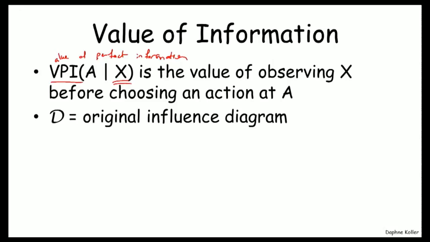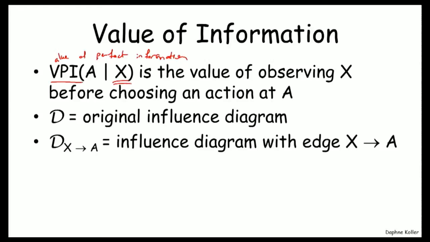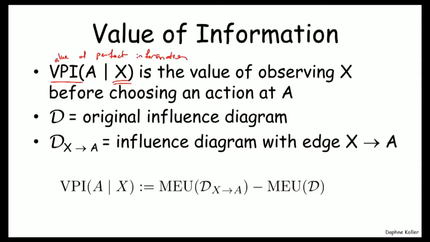So how do we give that a formal value? Well, if D was our original influence diagram before I had the opportunity to observe X, we can compare the value of D to the value of a different influence diagram, which is the one where I introduce an edge from X to A. Because that tells me what the value of the situation would be if I had the ability to make that observation. So we can now define the value of perfect information to be simply the difference between the maximum expected utility that I have in the situation where I have this observation, minus the expected utility to the agent in a scenario where I don't.